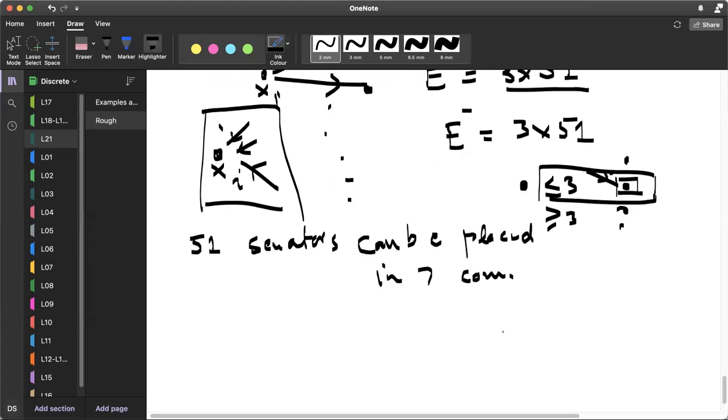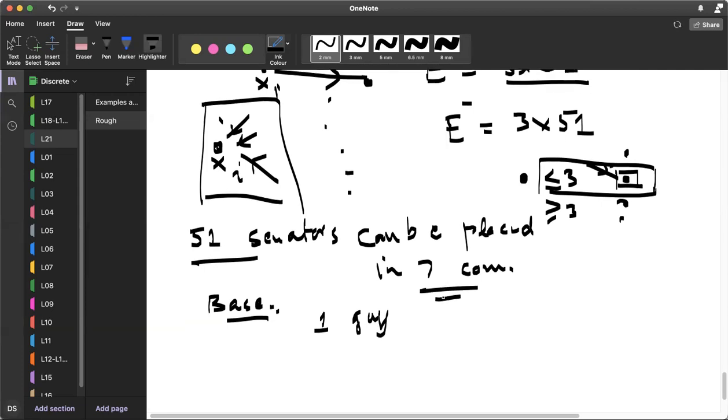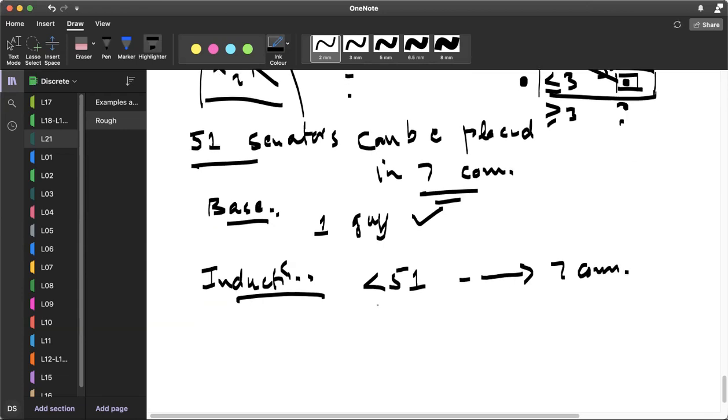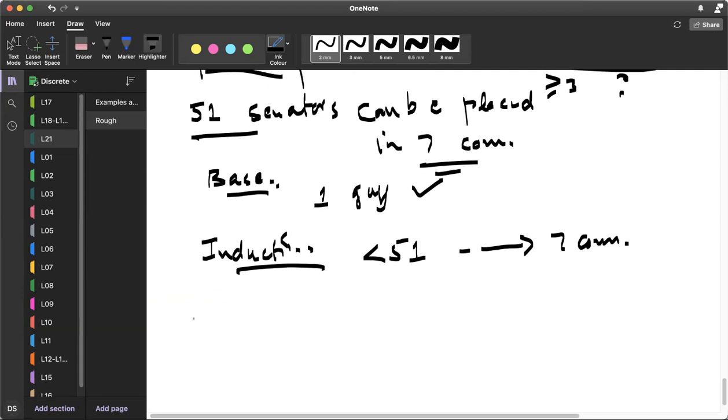The base case is very easy: if you have only one guy, you can definitely place him in 7 committees, right? That is easy, I will not follow it up, you will do it. But the inductive hypothesis would say that if there are fewer than 51 people, they can be placed in 7 committees. Using this, assuming this is true, we want to show the original statement.